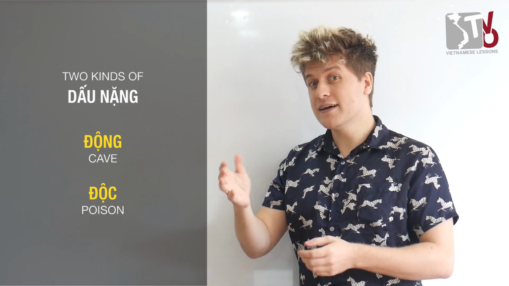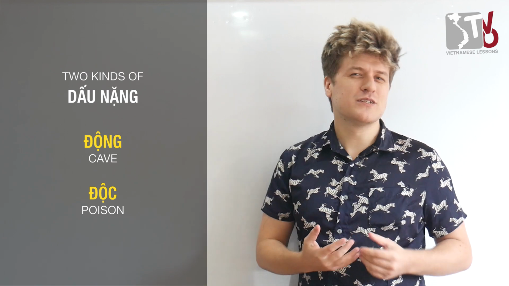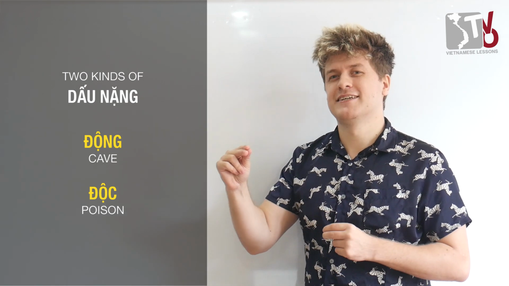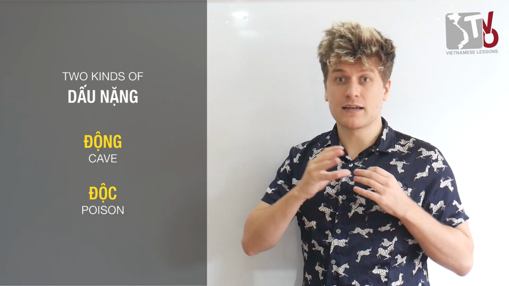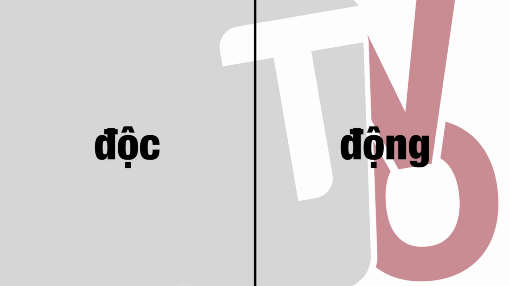Here's a native speaker saying these words. Độc. Động. So can you tell which one's which? Remember, the soft one, the động, is at a higher pitch, and the độc, as in cave, is at a lower one. Listen again and see if you can tell which one is which. Độc. Động.